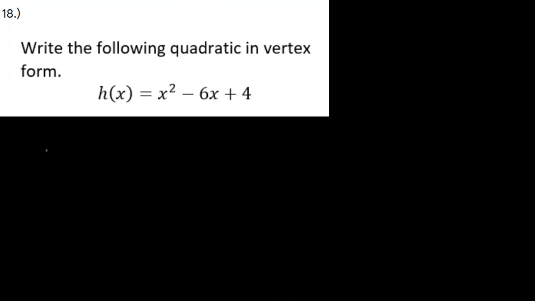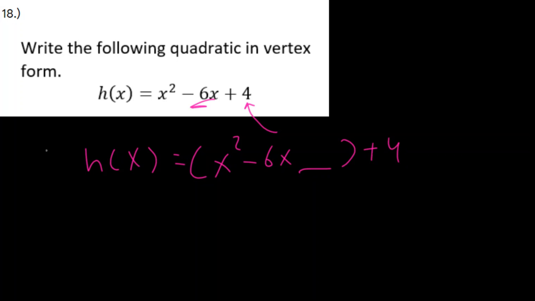Okay, number 18 says this. Write the following quadratic in vertex form. Well, of course, we know that 4 is a perfect square, but it's not a perfect square that can interact with negative 6. So let's go ahead and do this. We'll say h of x is equal to x squared minus 6x. We'll leave a space there, plus 4.